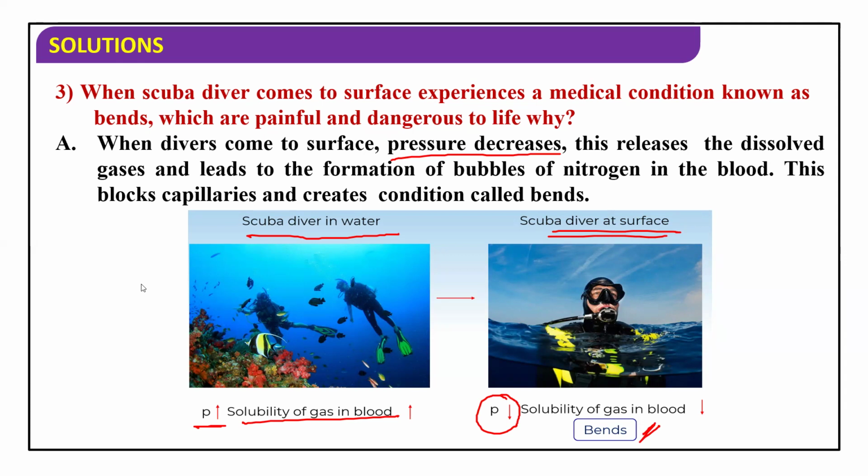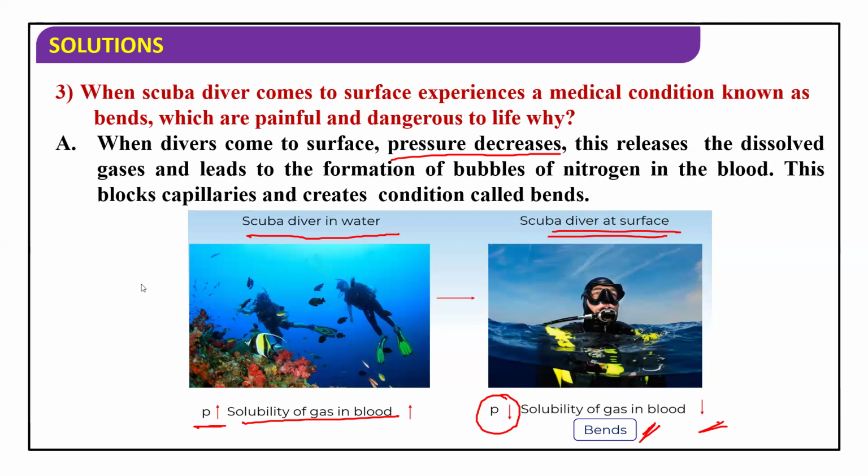So inside the water, solubility increases because pressure is more. And on the surface of the water, solubility decreases because the pressure is very less. When pressure decreases, nitrogen bubbles form in the blood and block the capillaries, creating a condition called bends, which is not good. Bends causes pain, and it is very dangerous to life also because it is blocking the capillaries, right? Got it. So here the concept is getting over.